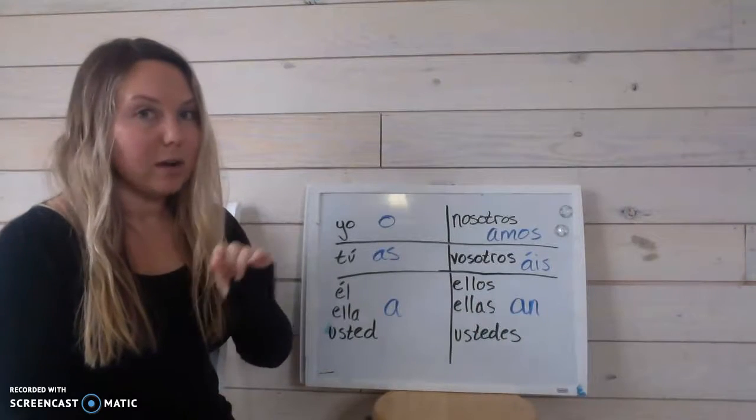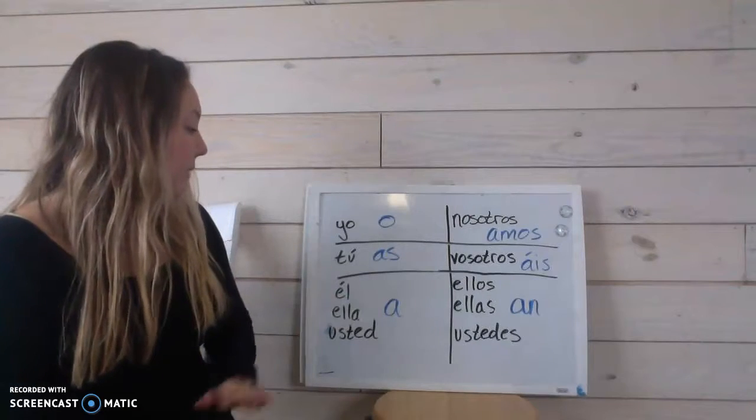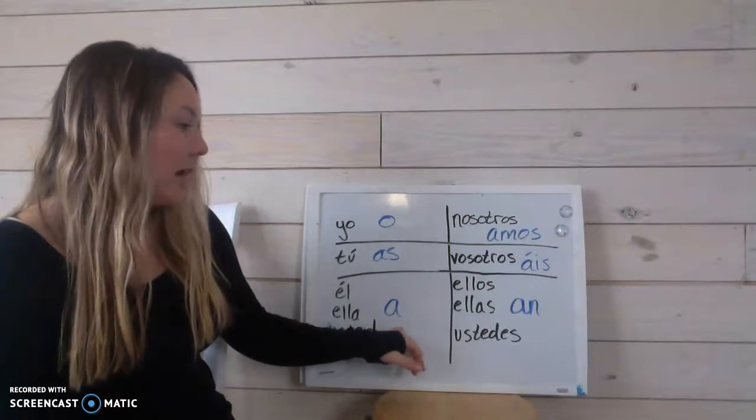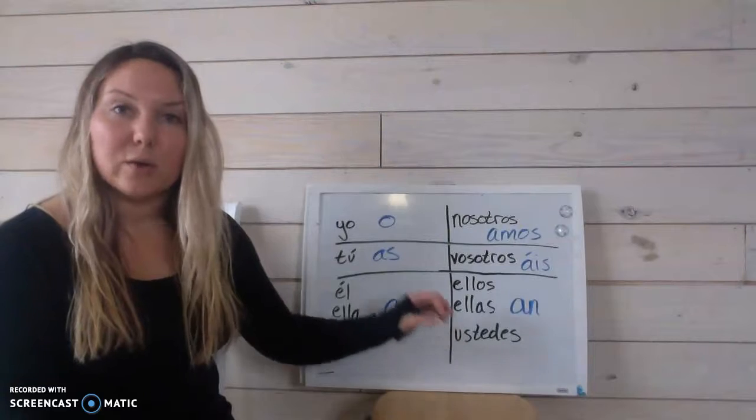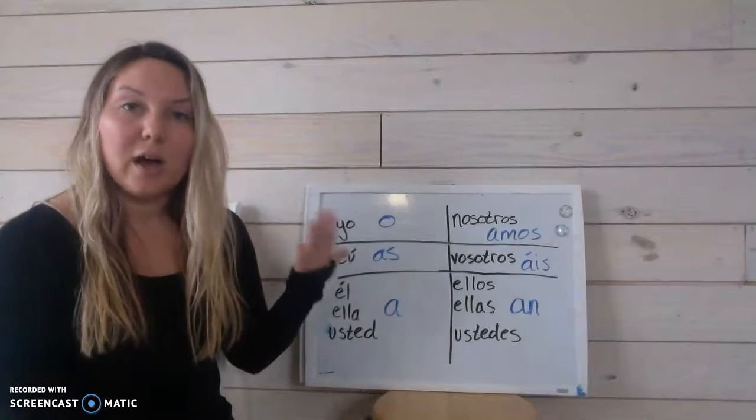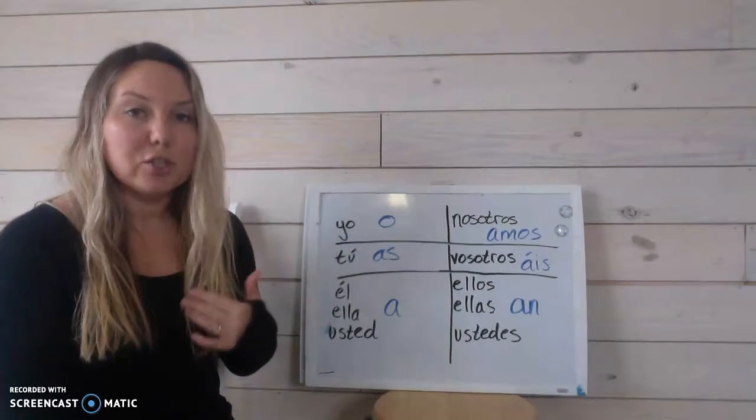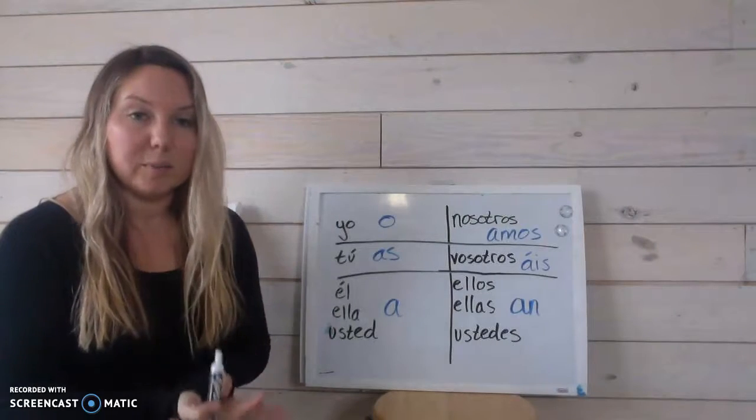You can't use this with ER or IR verbs. Notice él, ella, and usted all use a. Ellos, ellas, and ustedes all use an. So I want to show us how to conjugate one AR verb for a bunch of different subjects so you can see how this is applied.